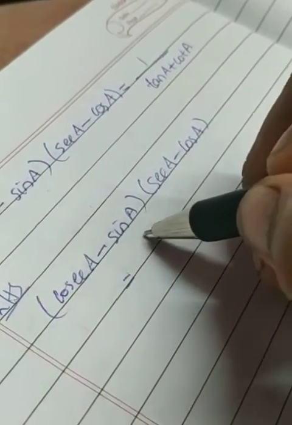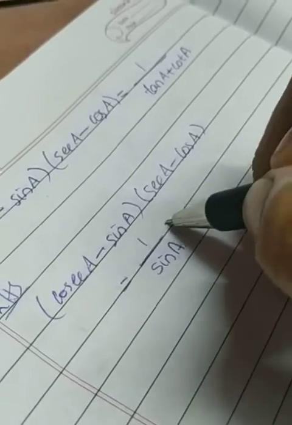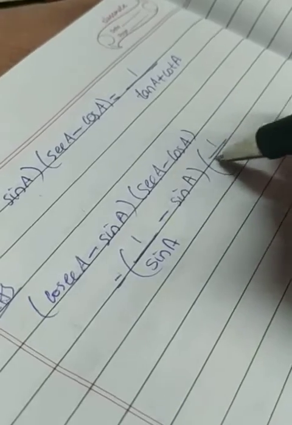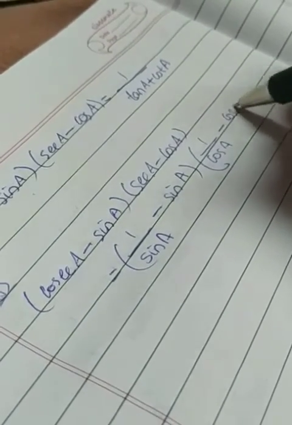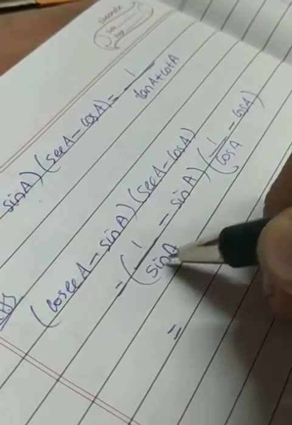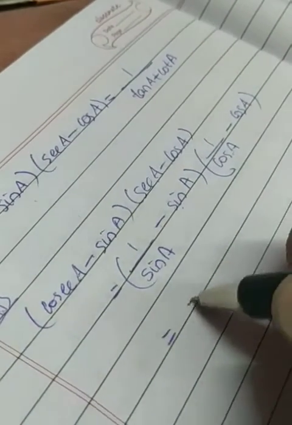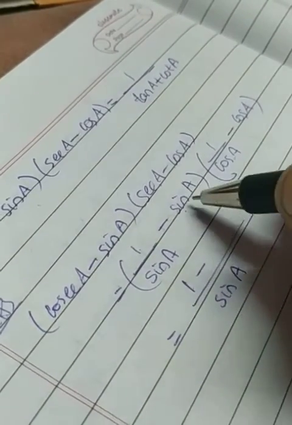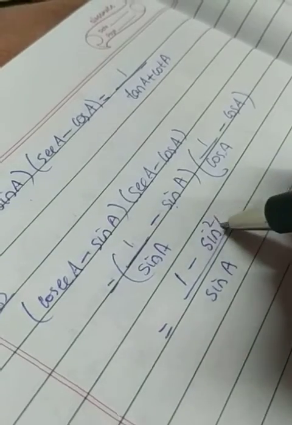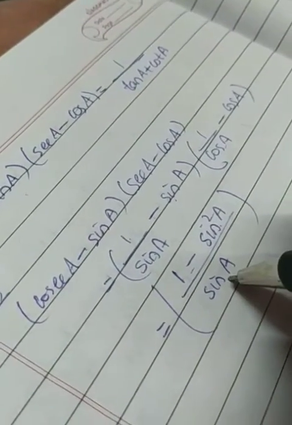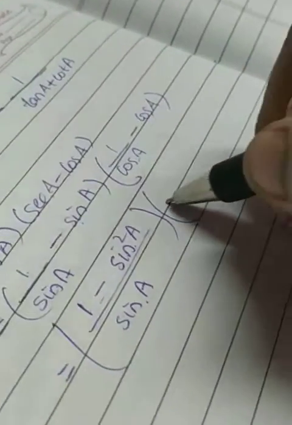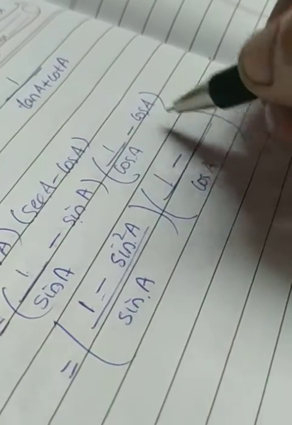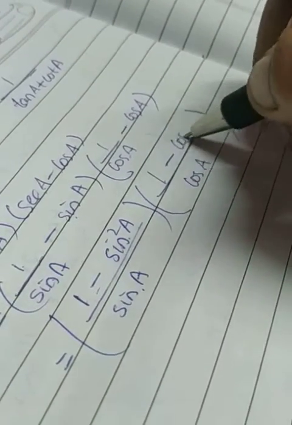So instead of cosec A, we can write 1 by sin A minus sin A, which remains the same, into, instead of sec A I can write 1 by cos A minus the second term cos A, which remains the same. Take LCM for the first bracket and also for the second bracket. The first bracket LCM is sin A, and here it is 1 first term minus sin A into sin A gives you sin square A. So the first bracket will be 1 minus sin square A by sin A into, for the second bracket the LCM again is cos A. Again the first term is 1 minus the second term, cos A into cos A, cos square A.